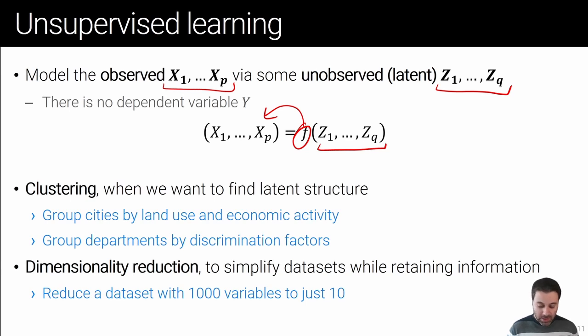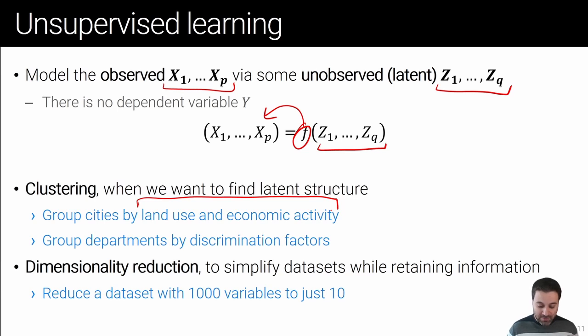those that are targeted at clustering or dimensionality reduction. In clustering, what we want to find is some latent structure in the form of a categorical or nominal variable. So let's say that we have data about cities, and what we want to do is group the cities, come up with groups or clusters of cities based on how they use their land and socioeconomic activity. So let's say the X's are variables that have to do with land use and economic activity. And then we want to group cities based on how similar they are with respect to those observations.